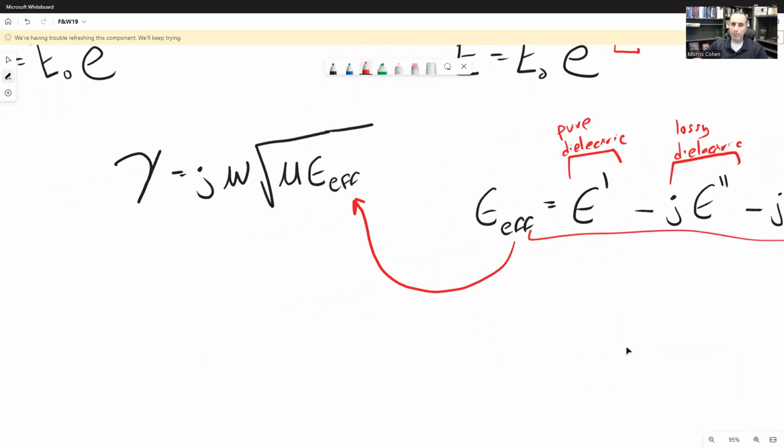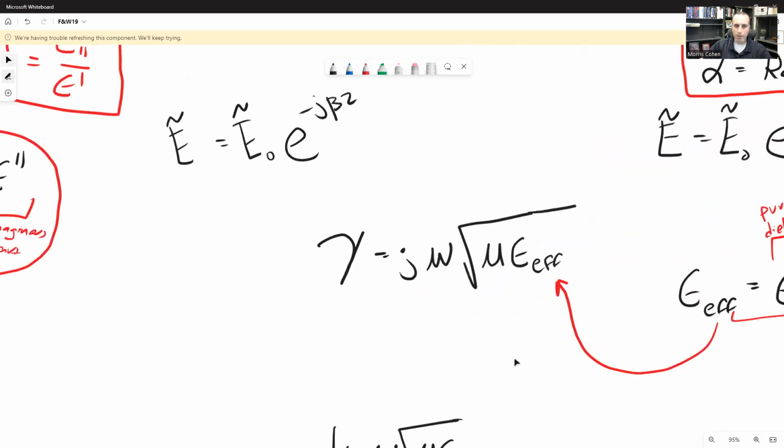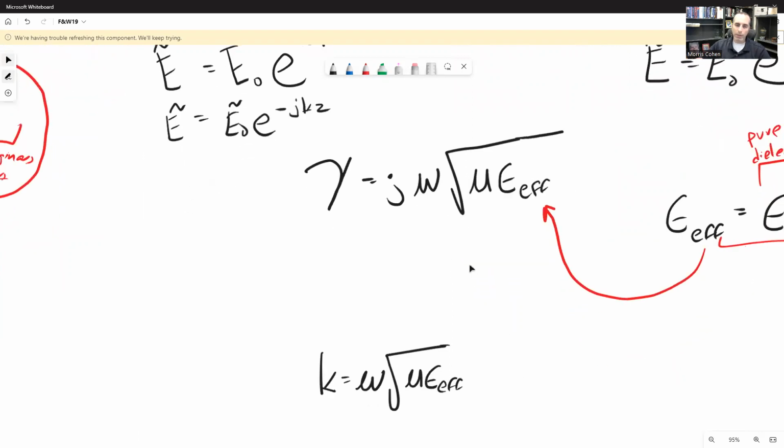All right. Sometimes instead of gamma, you'll see a k factor. Either one works, but k is sometimes written as basically the same thing as gamma except without the j. So it's k equals omega times square root of mu times epsilon effective, in which case the electric field would vary as E0 times e to the minus j k z. So k becomes a straight equivalent of beta, except it's a complex number. So gamma and k are basically the same, there's just a difference of j between them.